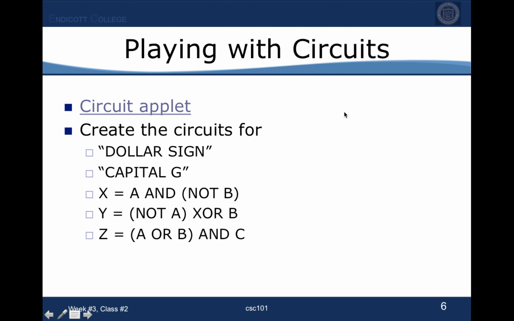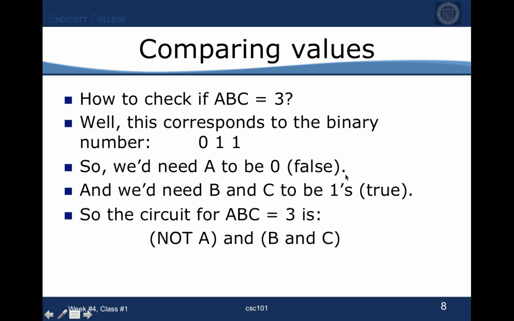All right? So hopefully this makes sense. The circuit that I would then check for, is ABC equal to 3? I think should just be this circuit, which is to say, is not A and B and C. If that's true, that logical sentence, if that's true, I want you to light it up and say, yes, ABC is 3.